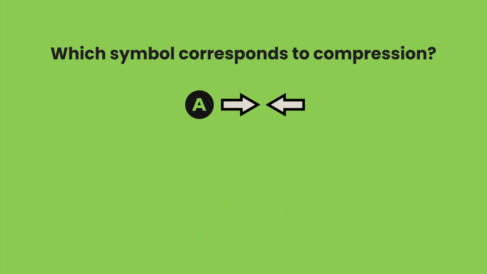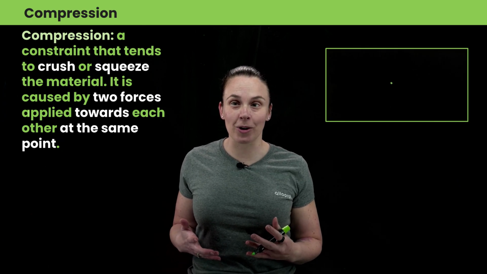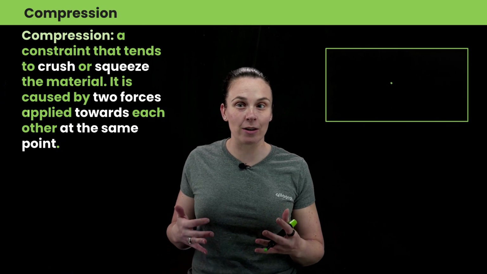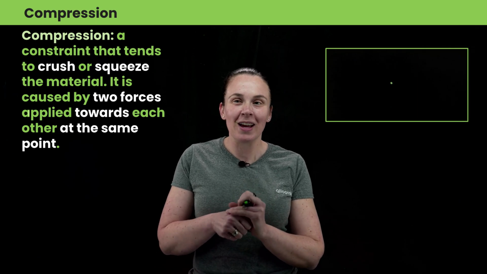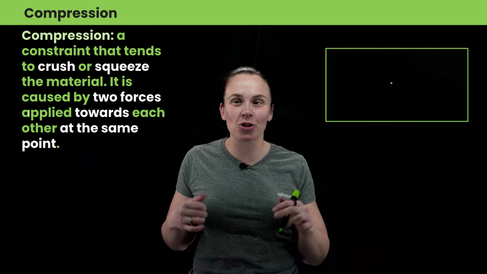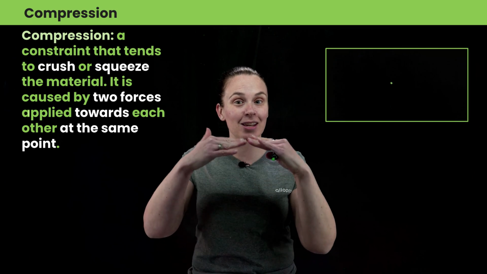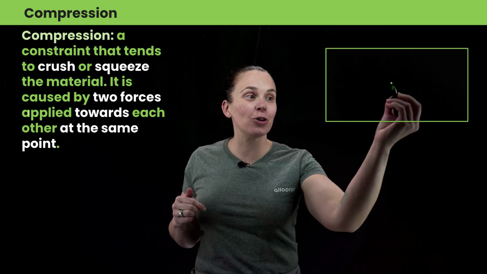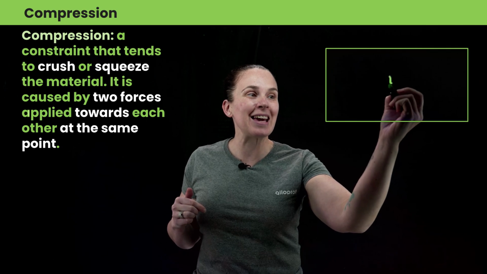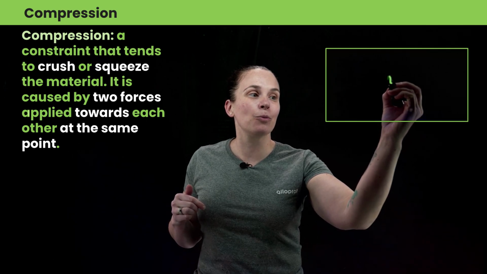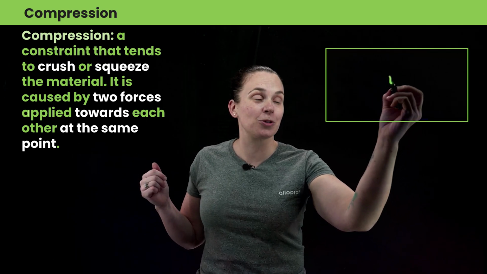The answer is A. The first constraint that we're going to talk about is the constraint called compression. It's a constraint that tends to crush or squeeze the material. It is caused by 2 forces applied towards each other at the same point. And I'm going to show you how to draw the arrow that will show you how compression is supposed to be.